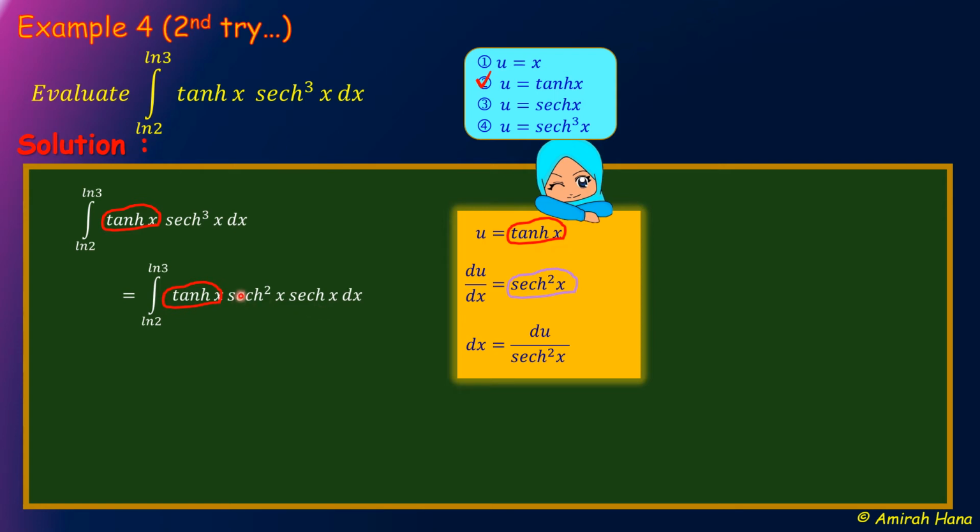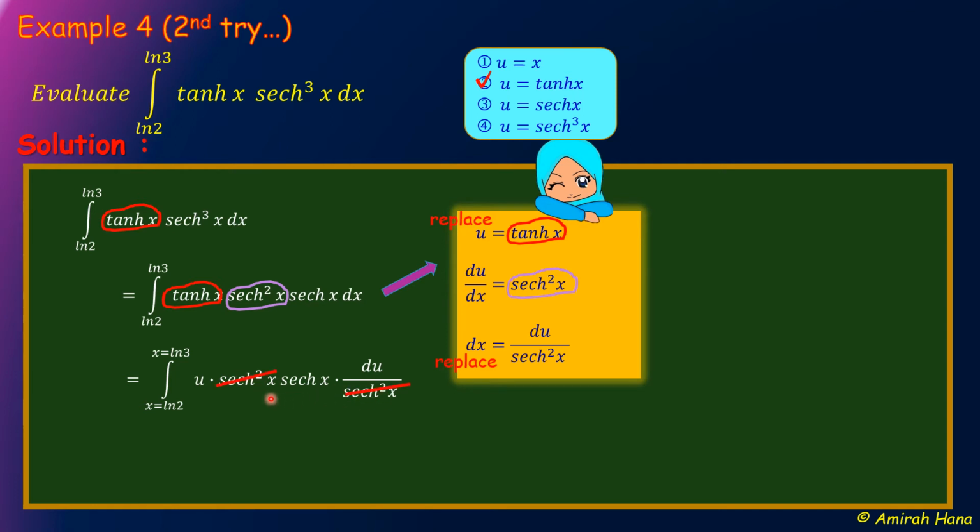Alright. Now our u is tan x, and when we differentiate, we have sec squared x here. When we rewrite in terms of u and du, we need to replace tan x and dx. So from here, we have the integration from ln 2 to ln 3; we replace tan x equals u, and we replace dx equals du over sec squared x. We don't need to replace sec squared x and sec x because we can simplify later.